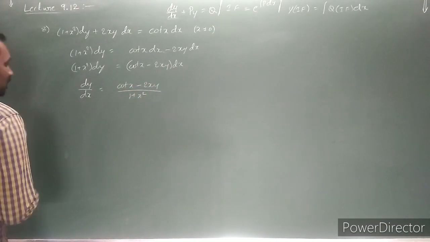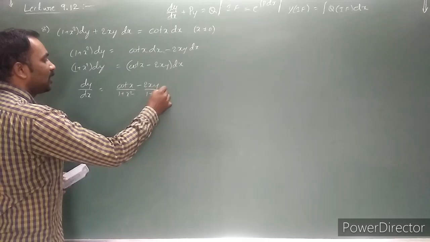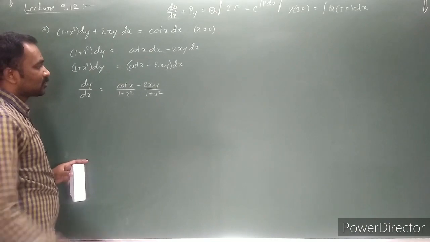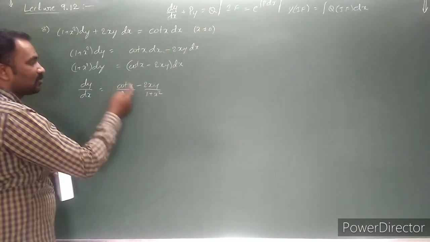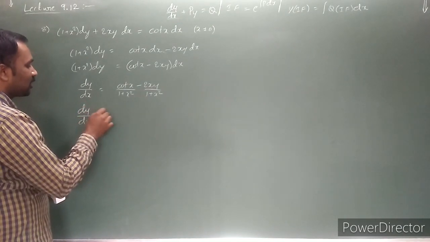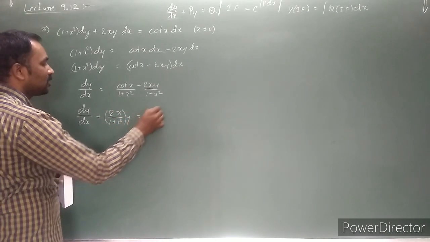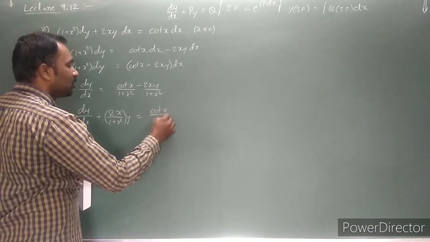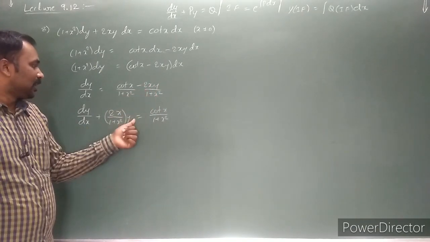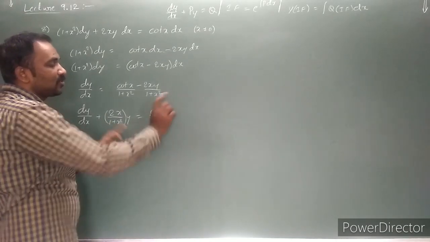Separately, I just write it separately: cot x divided by (1 + x²) minus 2xy divided by (1 + x²). So dy by dx equals that. Next, the term with y is required on the left, while cot x divided by (1 + x²) is purely in terms of x. So keep dy by dx on the right-hand side, then the negative term is taken to the left-hand side: dy by dx plus 2x divided by (1 + x²) times y is equal to cot x divided by (1 + x²). Can I write it in this manner? Check it: 2x divided by (1 + x²), y is taken as a step outside. Now this is purely in the form dy by dx plus Py is equal to Q.